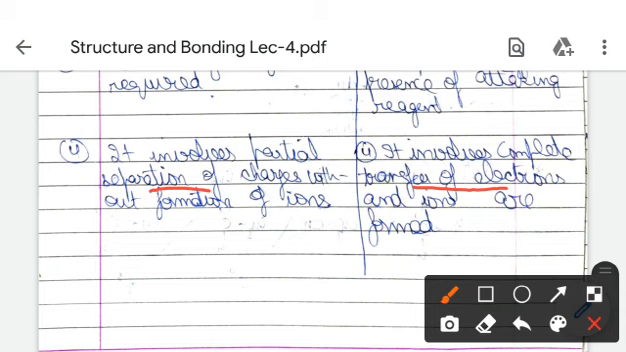So the inductive effect and electromeric effect are quite different, and so we have till now done the inductive effect, the electromeric effect and hyperconjugation, and we will start with the resonance effect in the next lecture. Thank you.